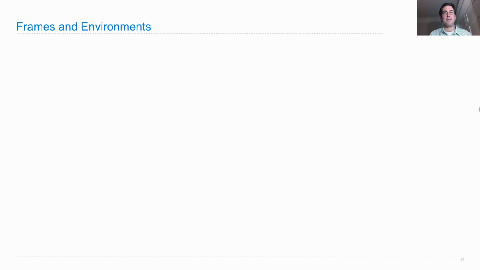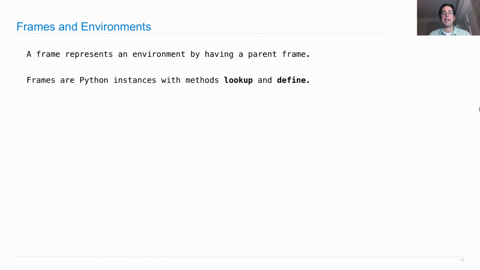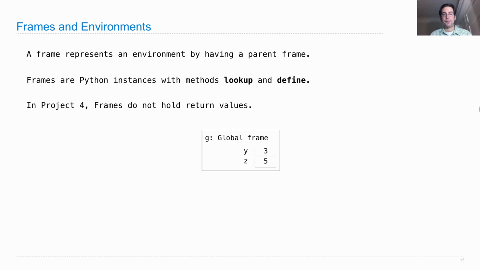Let's talk a little bit about frames and environments. A frame represents an environment by having a parent frame. So a frame is always the first frame in some environment. It has a parent frame, and it has a parent frame, and eventually you get to the global frame, and then you have your whole environment. Frames are Python instances with two important methods, lookup and define. And in Project 4, frames don't actually hold any return values. They just hold the name value bindings that are used for lookup.